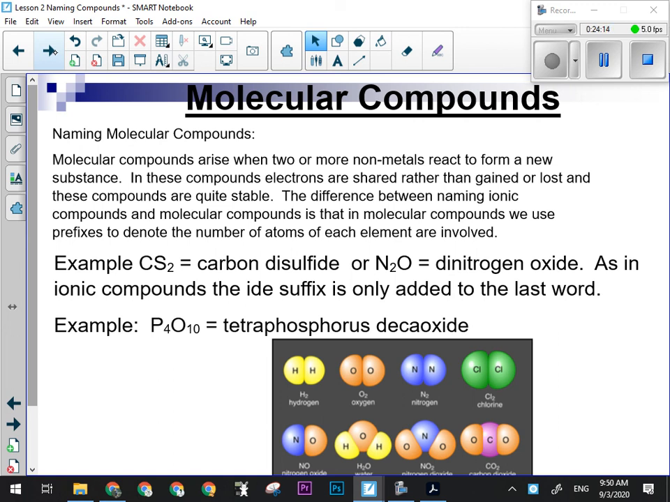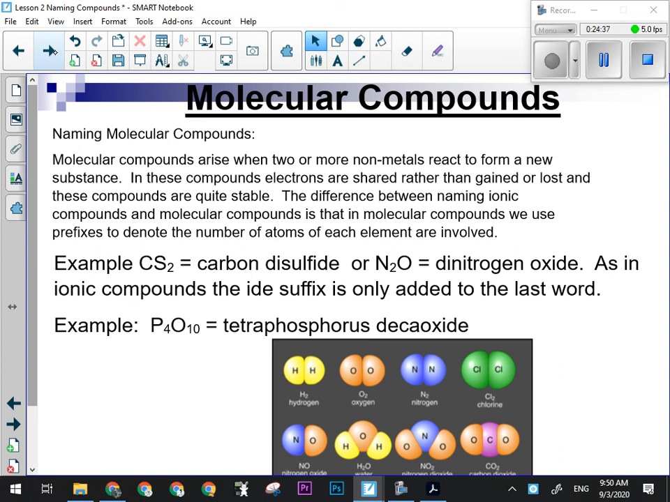So if I have this example here, carbon and sulfur together, how many carbons are there? 1. And there's how many sulfur? 2. So this is carbon disulfide. Oh, this one's wrong. There's 2 nitrogens and 1 oxygen in this compound. So the prefix for 2 is di. So this is dinitrogen.